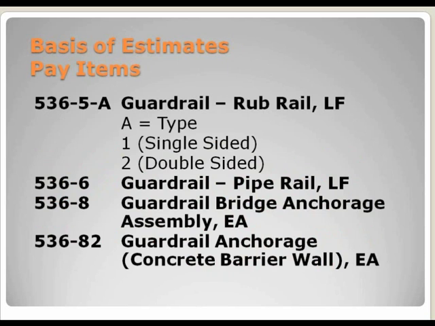On the basis of estimates on pay items, 536-5-A, this is the guardrail rub rail for type A. This is where if you have single-sided, you'll code 1, and if you have calculations where you have double-sided, you'll code a 2. So your project typically will have the 1, and if it has the 1, it will have the 2 if there's a 2 in the project. I doubt seriously you would have a 2 without the 1. The single-sided is more dominant.